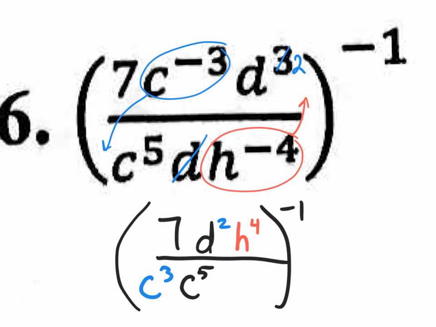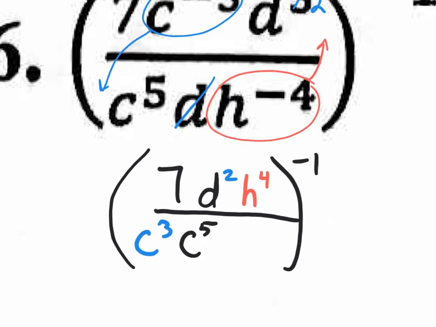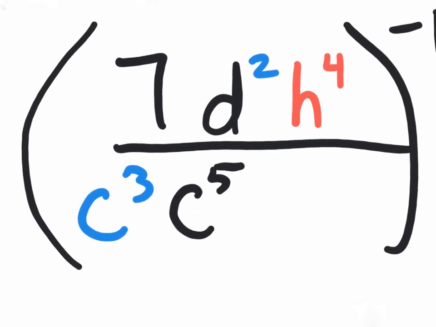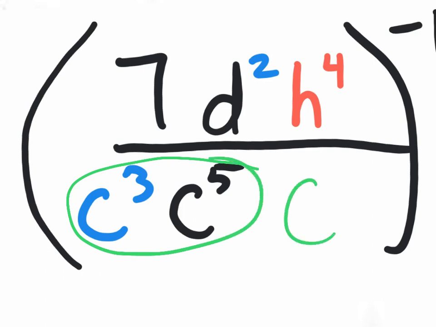Now, I'm still working on the inside of the parentheses. On the inside of the parentheses, what could I do? Is there anything else to cancel? No. But what could I do? What other rule could I apply on the inside? C to the 3rd times c to the 5th. What is that? C to the 8th. Add exponents. That's rule 1. So c to the 3rd and c to the 5th, that's c to the 8th. I could scratch it out and just rewrite it as c to the 8th.